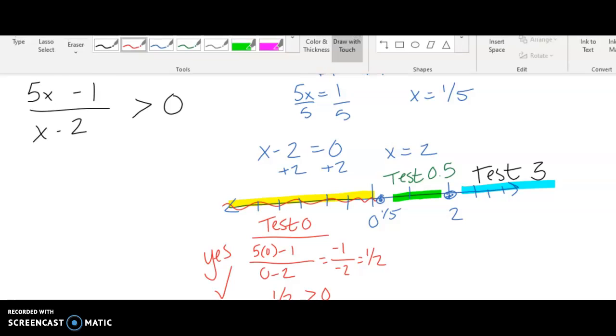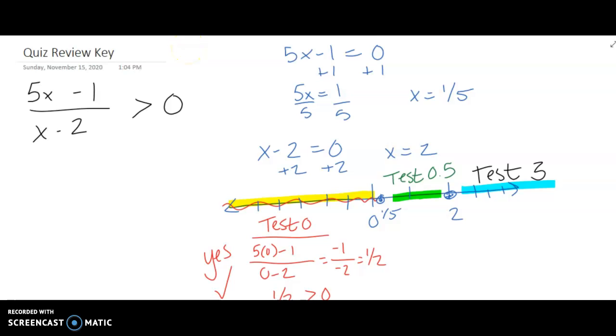Moving on to test 0.5. So we've got 5 times 0.5 minus 1 over 0.5 minus 2. We've got 2.5 minus 1, which is 1.5, over 0.5 minus 2, which is -1.5. So we get 1.5 over -1.5, which is -1. -1 is not greater than 0. So this middle section does not work.